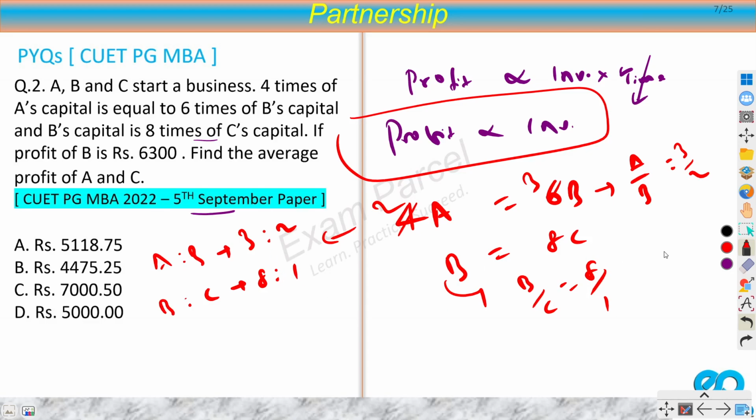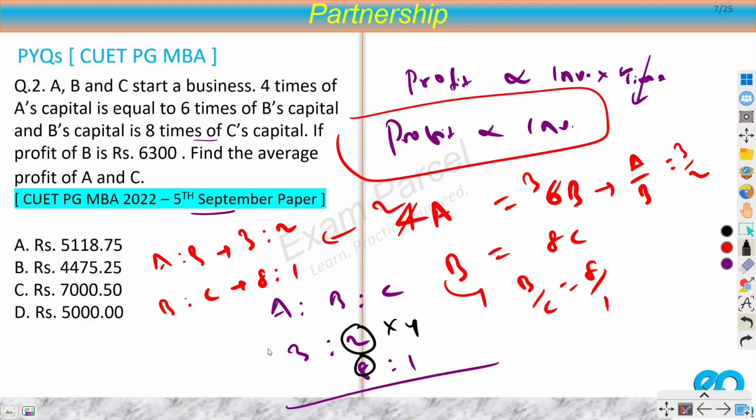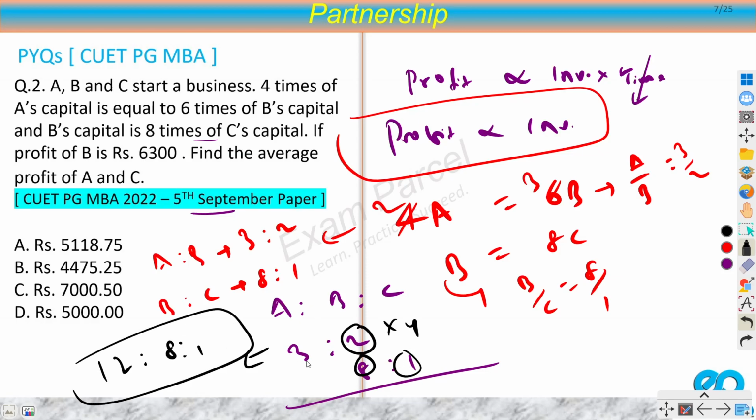Now we have to combine these two ratios, right? So let's write it this way: A, B, C, 3 is to 2, 8 is to 1. Since we have to combine, obviously we have to make both these values the same. You can multiply this by 4. So you will get 12 is to 8, and this would remain at 1. So this is the ratio: 12 is to 8 is to 1. Now profit of B is 6,300. So 6,300 by 8, this is the value of 1 unit.